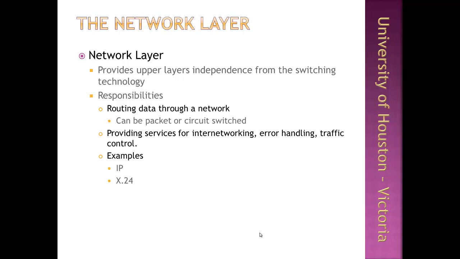And this network could be a wireless network or a wired network or any mechanism that you have. The technology at this point can be either packet switching or circuit switching technology that we talked about earlier last week. This layer also provides services for your internetworking, error handling, and traffic congestion controls. We will talk about the traffic congestion and error handling a little bit later. The network layer, for example, could include your IP or Internet Protocol or X.25 protocols.